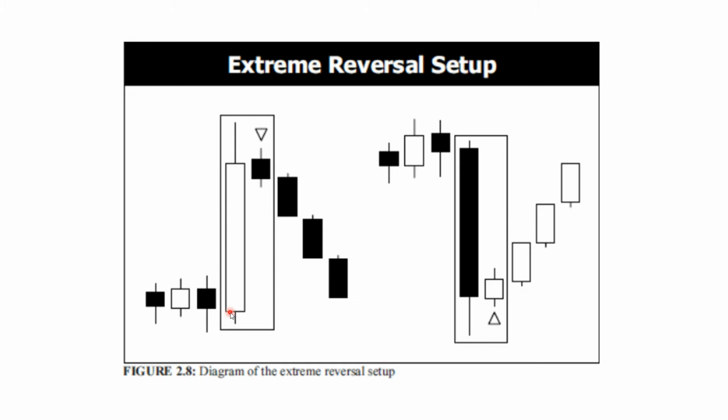The third bar of the pattern opposes the second bar, and the second bar opposes the first bar. So if the first bar of the pattern is bullish, then the second bar must be bearish. And if the first bar is bearish, then the second bar must be bullish.